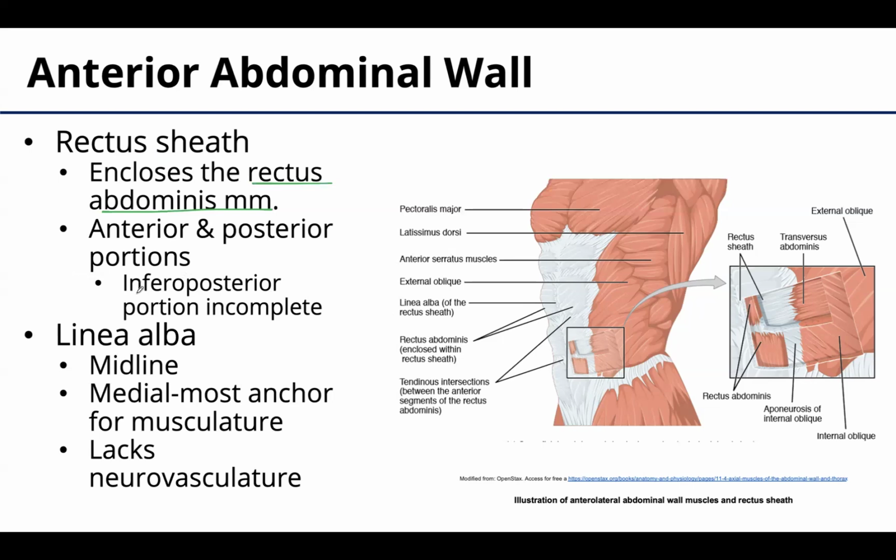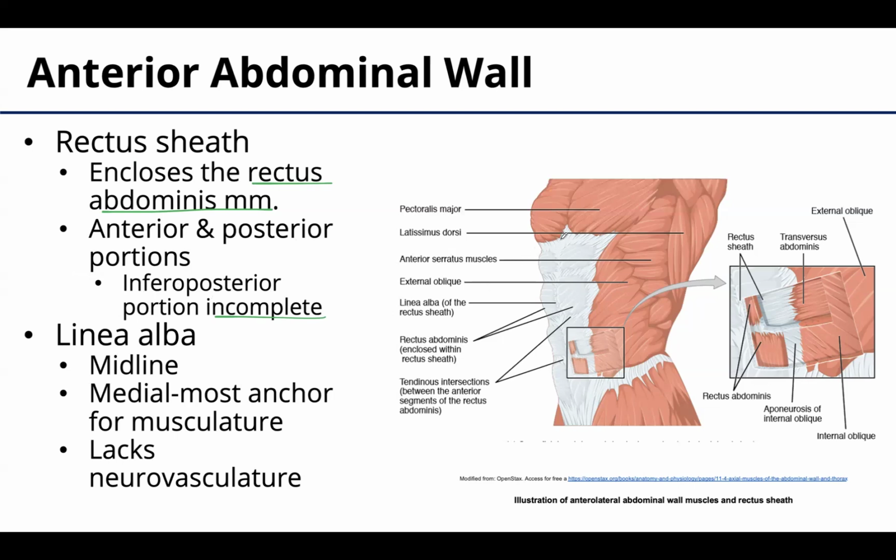Importantly, the inferior posterior portion of the rectus sheath is incomplete. So this is a place of inherent weakness in the abdominal wall because you don't also have that inferior posterior portion of the rectus sheath. There is no rectus sheath there.